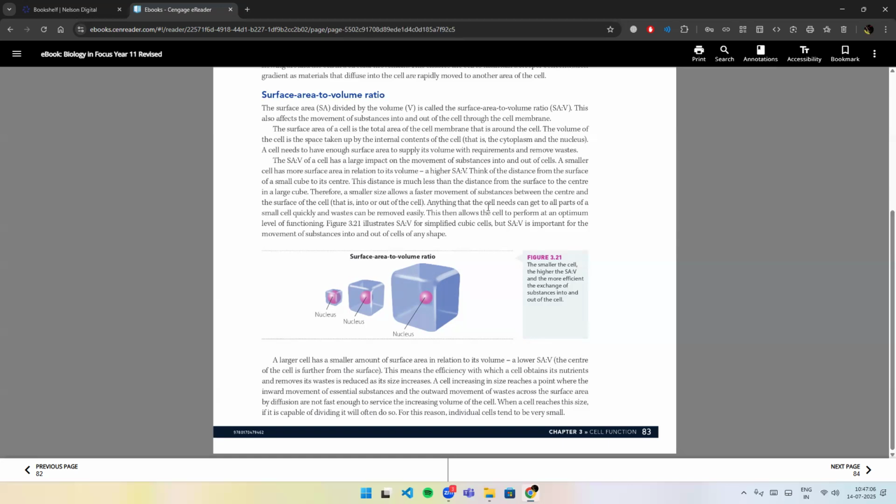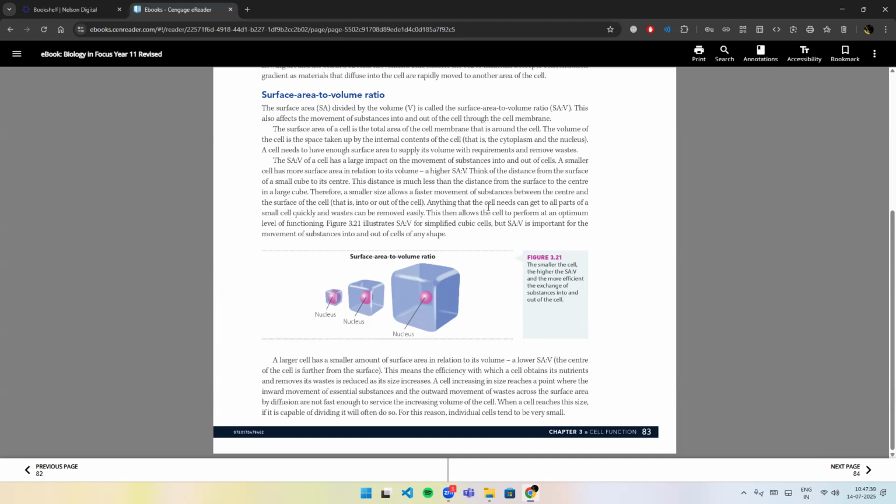A smaller cell has more surface area in relation to its volume, a higher surface area to volume ratio. Think of the distance from the surface of a small cube to its center. This distance is much less than the distance from the surface to the center in a large cube. Therefore, a smaller size allows a faster movement of substances between the center and the surface of the cell. Anything that the cell needs can get to all parts of a small cell quickly, and wastes can be removed easily. This then allows the cell to perform at an optimum level of functioning.